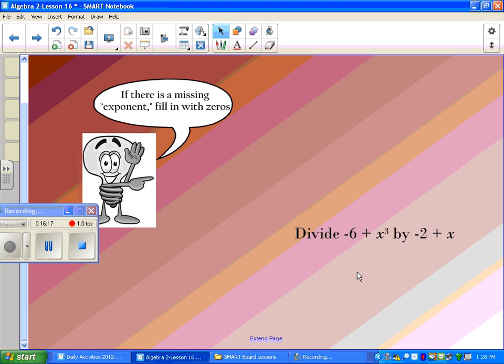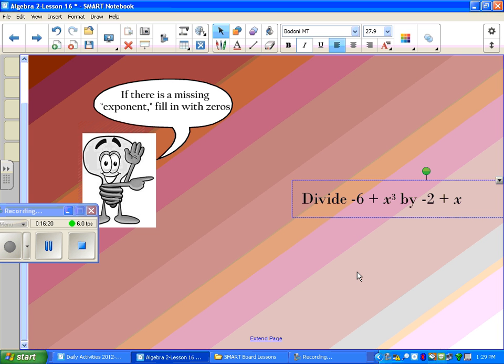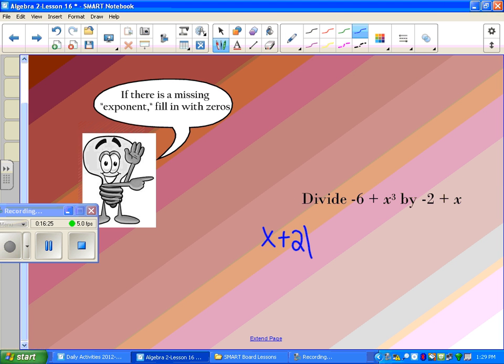Okay, so are we missing any exponents on our negative 2 plus x? How would I write it? Does that make sense? Okay. You always want the highest power to come first. X has the highest power. No, you want your highest power to come first. X has a higher power than 2, because 2 doesn't have a variable.